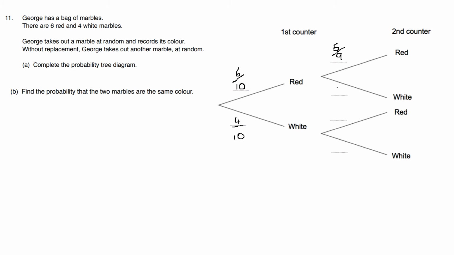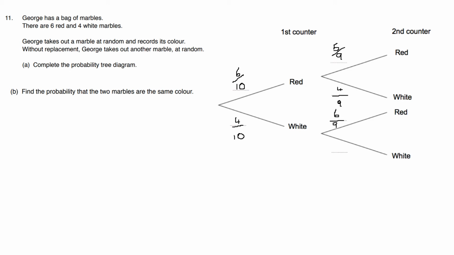I'll still have 4 white counters. Because I've removed one counter, I'm only going to have 9 altogether. So the probability of me picking white, if I've picked red first, will be 4 over 9. Now if I pick white first, I'm still going to have 6 red counters in my bag, but I've only got 9 altogether.